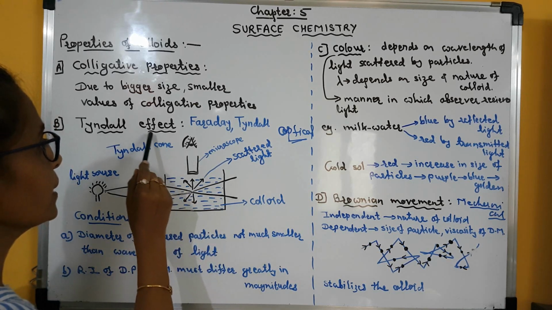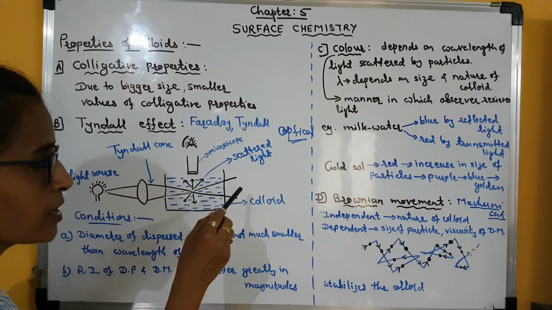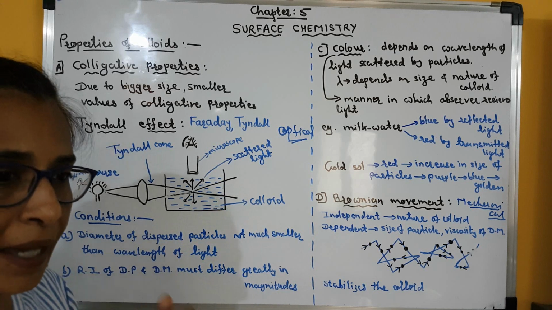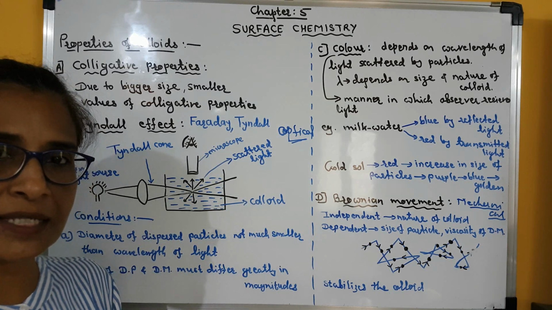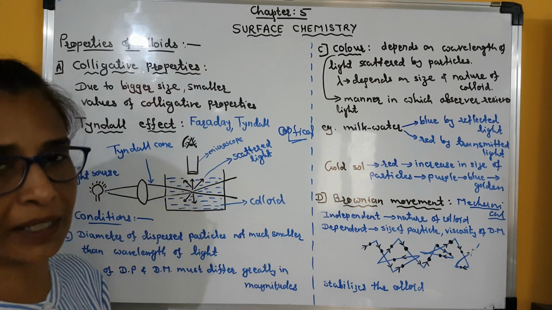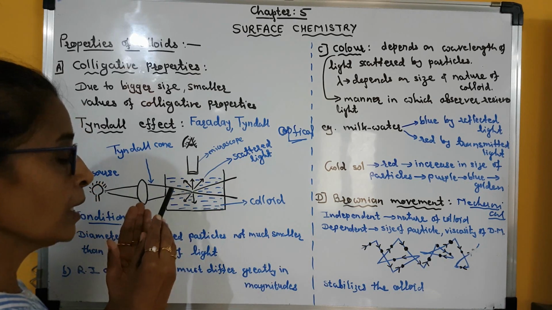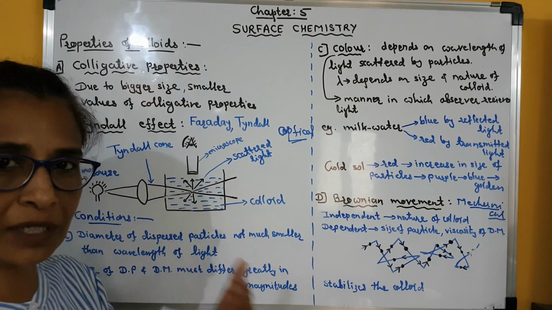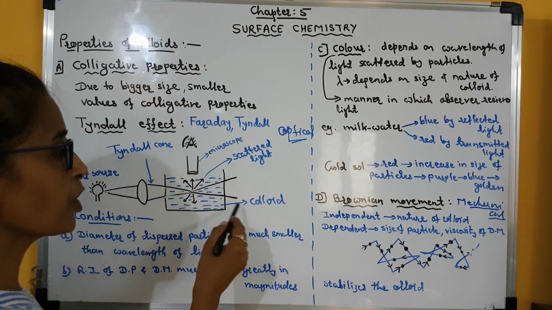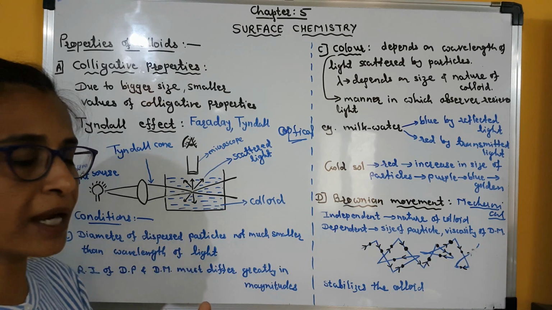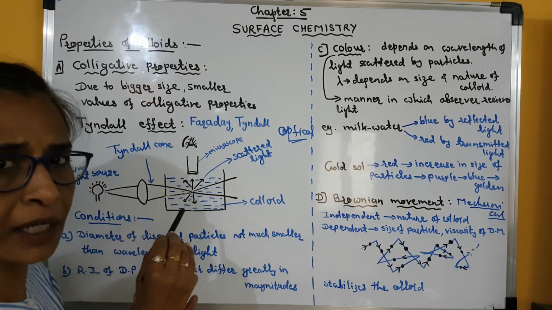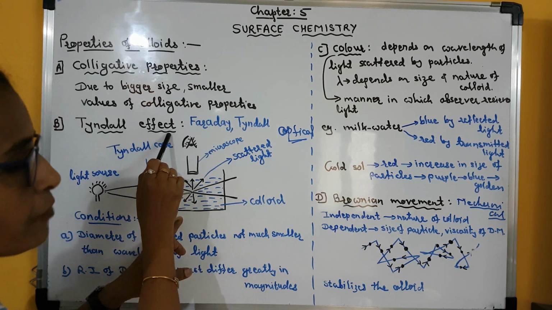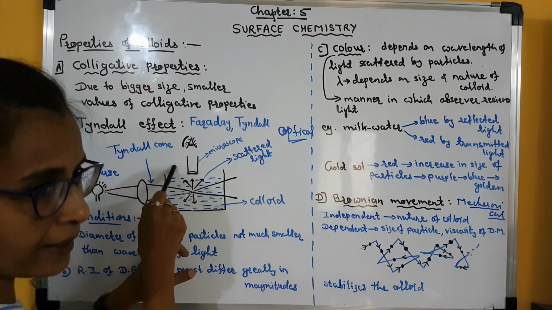Clear? But the limitation of this ultramicroscope is that it cannot give us the exact idea about the size and shape of the colloidal particles. It can give only information about the light which is visible after it is scattered. Clear? But it cannot give us any information regarding the size and the shape of colloidal particles. Clear? Okay.